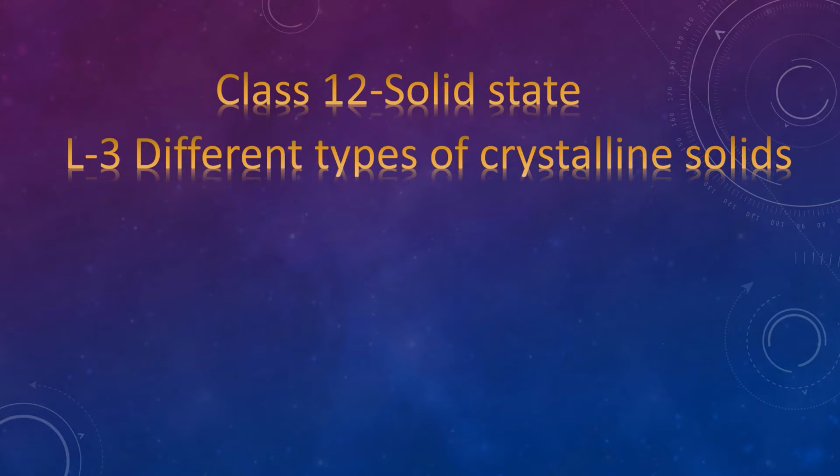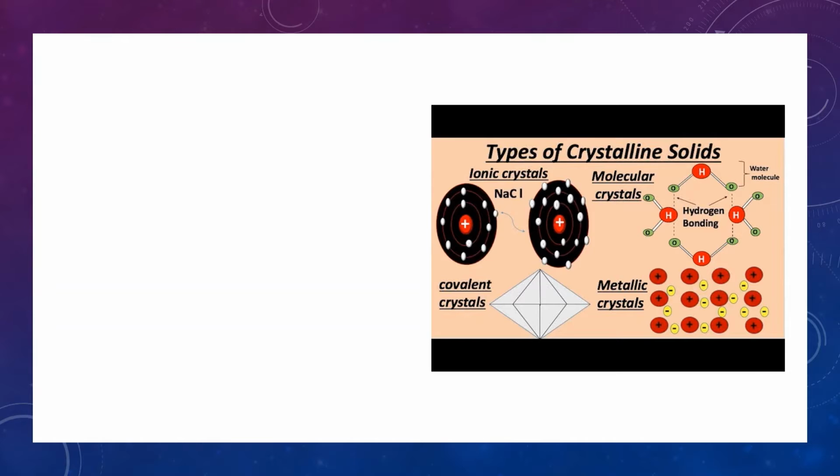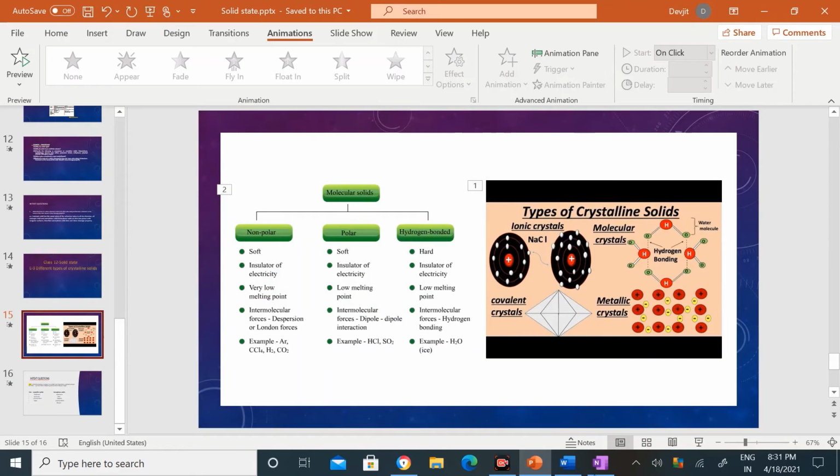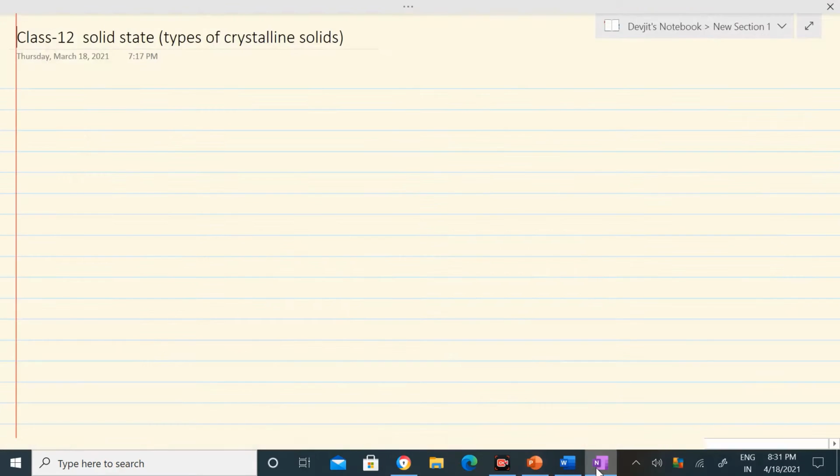Now crystalline solids also have different categories. So we are going to discuss all the different categories along with examples of crystalline solids. So let's start. Let me start this. Okay. Today I'm going to write it. Please have your pen and paper copy so that you also write it with me.